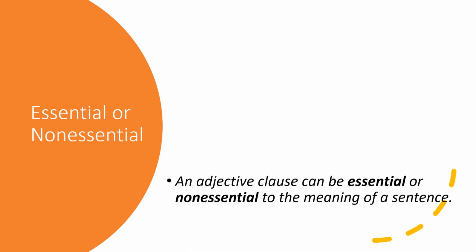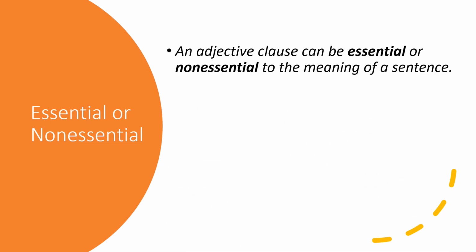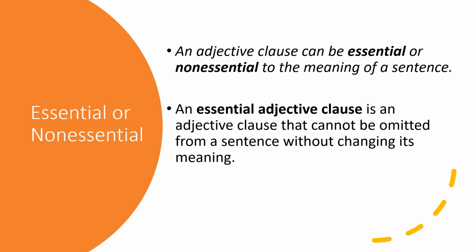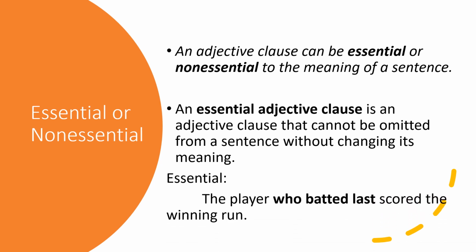An adjective clause can either be essential or non-essential. What's the difference of it? An essential adjective clause is an adjective clause that cannot be omitted from a sentence without changing its meaning. For example, the player who batted last scored the winning run.